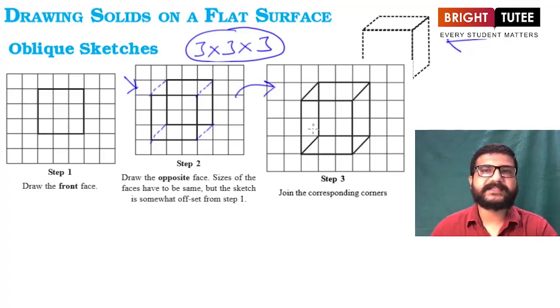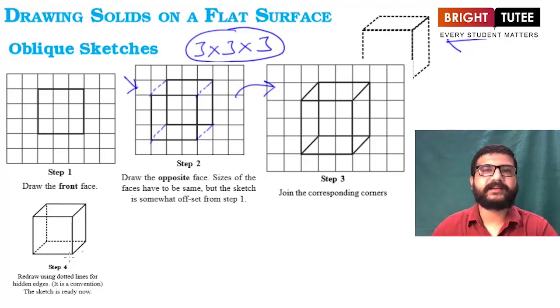Now here we can see that this is a cube only, and then we can draw the same figure here. Here we are representing the hidden edges with dotted lines. So the hidden edges will be represented with dotted lines. Now as we can see, this one is a cube, and this cube is drawn on a piece of paper. That is, we have drawn a 3D solid shape on a 2D plane, a sheet of paper. So this is how we draw oblique sketches.